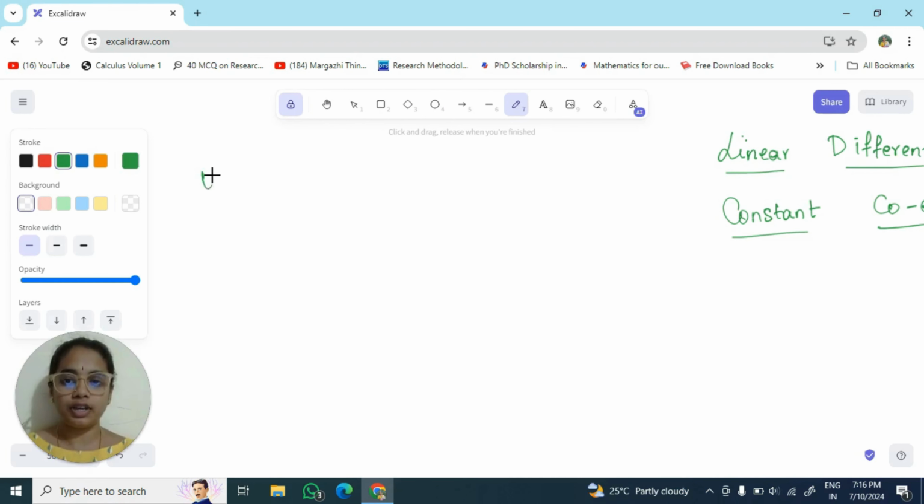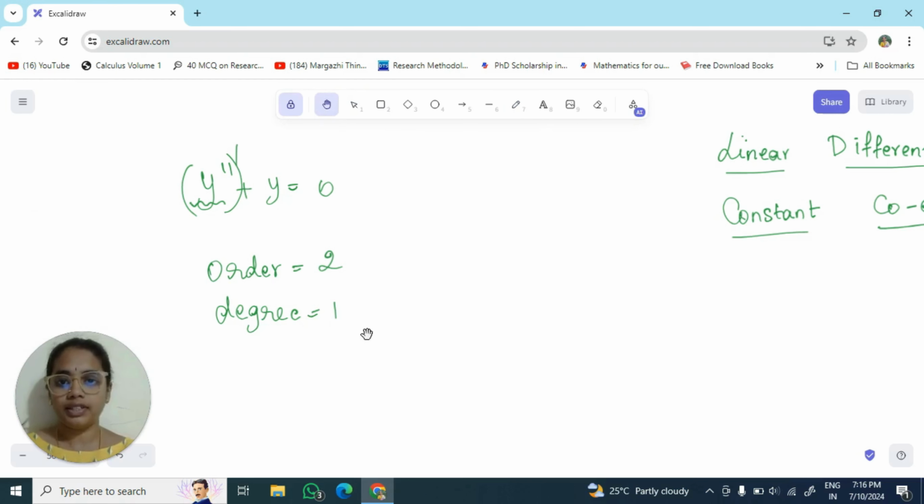Say for example, I have y double dash plus y is equal to 0. The highest derivative over here is 2, so they've differentiated the equation twice. So the order of the differential equation would be 2. And what is the power of this term? It is 1, so the degree is clearly 1. Whenever the degree is 1, we call it a linear differential equation.